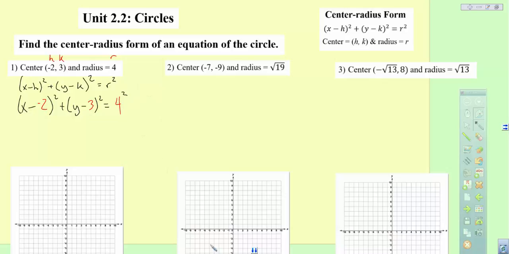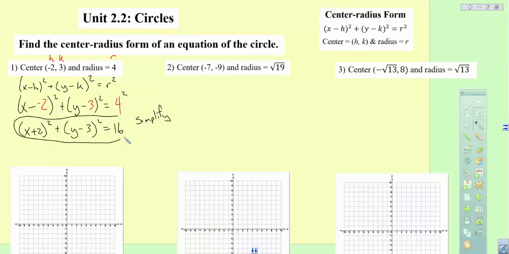squared. Alright, so now we go through there and we simplify everything. So that means in this case here, 2 negatives make a positive. This becomes x plus 2 squared plus y minus 3 squared is equal to 16. And that right there is the equation of our circle in center radius form.